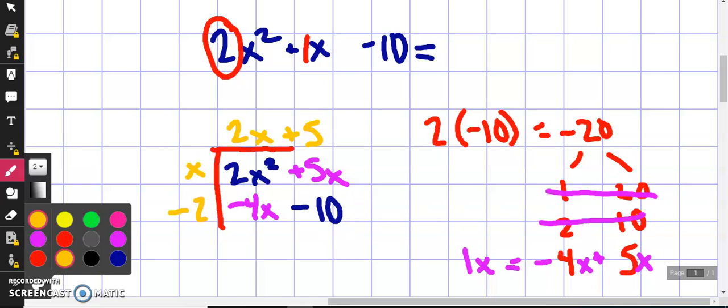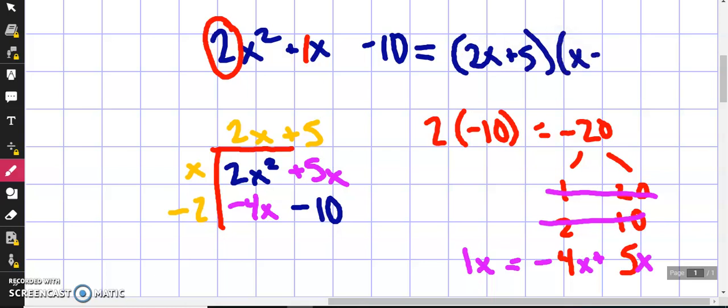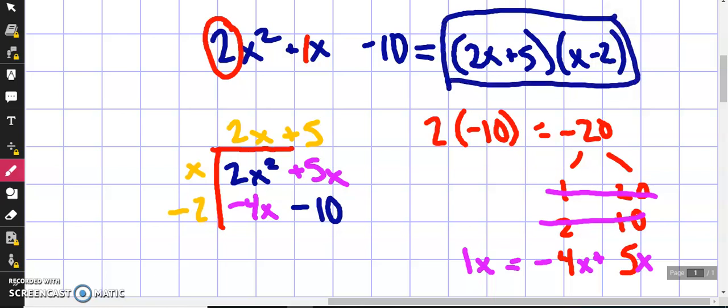So just like last time, we're going to take the numbers on the outside and group them into factors. So the order that you write them technically doesn't matter, so you can do the side first or the top. And since I like to see the coefficients in front of x first, I'll do the 2x plus 5. Either way, the answer is correct. So my final answer for that would be 2x plus 5 and x minus 2.